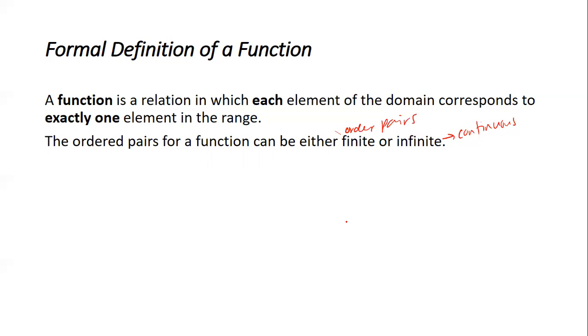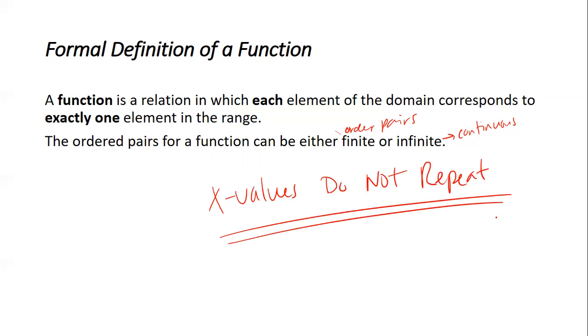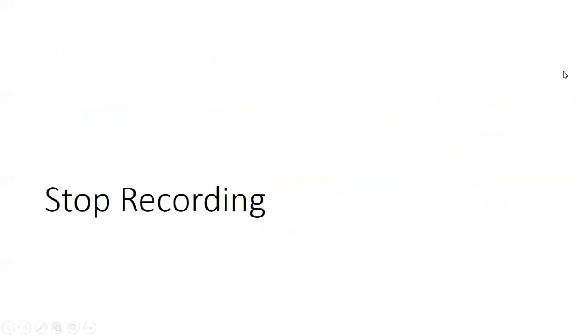Okay, basically what this formal definition is saying is that your x values do not repeat. So if I'm a function, what's the main thing? X values do not repeat. My input, my independent variable, whatever you want to call it, does not repeat. Okay. Questions, comments, or concerns? Cool.